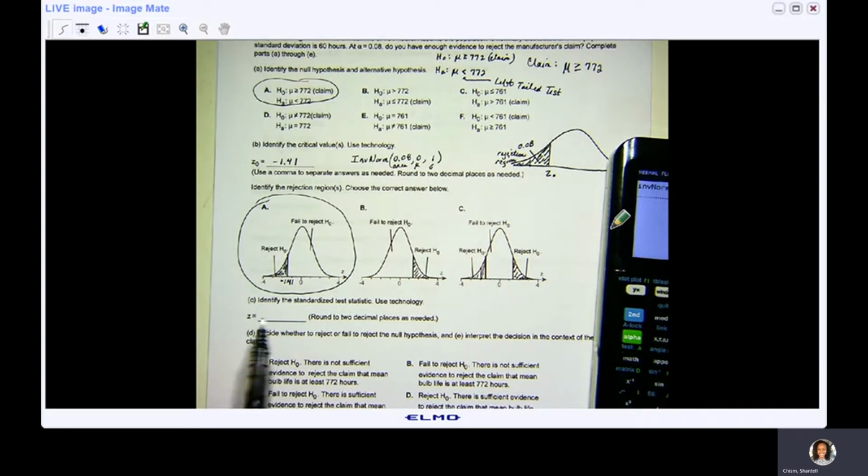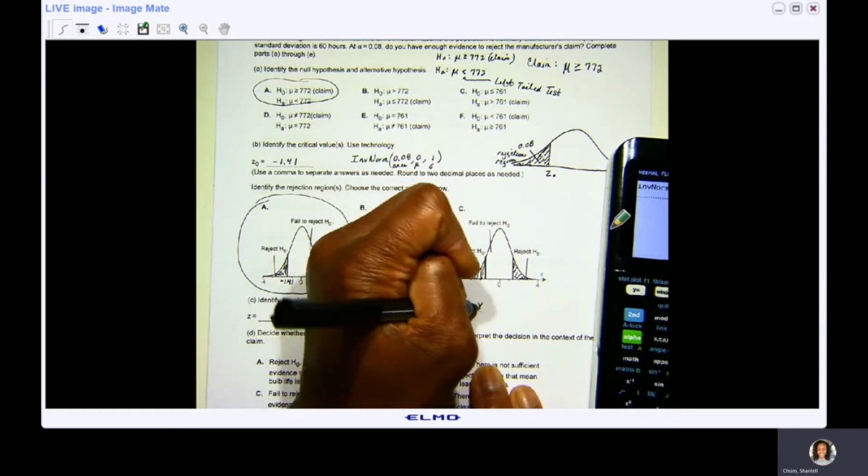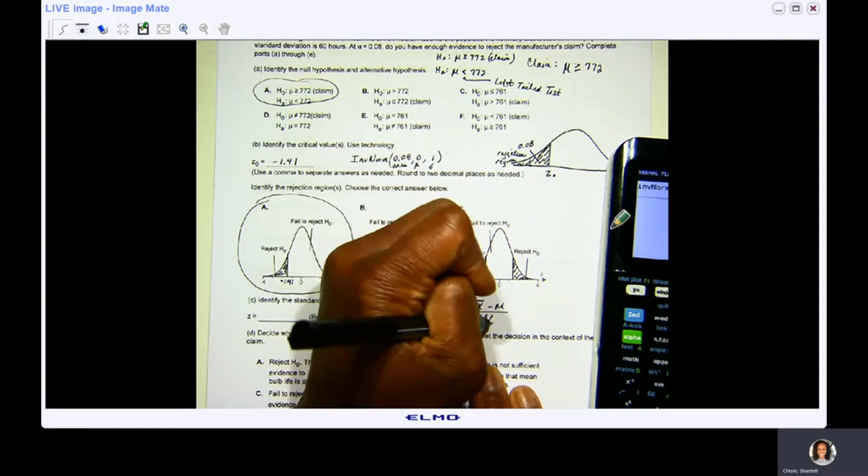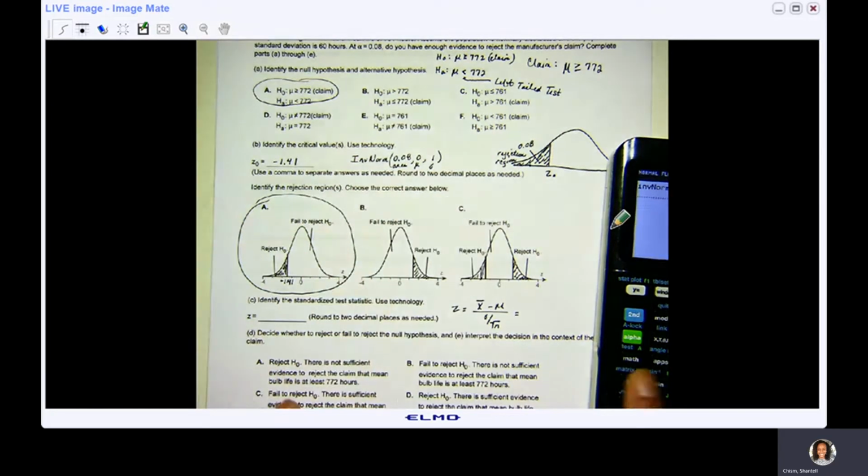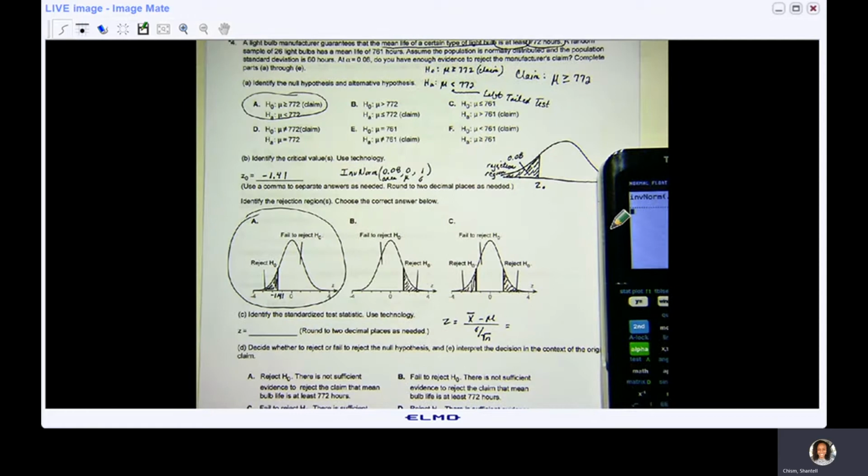Now what we want to do is figure out where our test statistic lies in reference to our critical value. Does it lie to the left, which would place it in the rejection region, or to the right, which would place it in the fail to reject region? If we get a z-score bigger than negative 1.41, it would be to the right. If it's smaller, it'll be to the left. So let's get it: x bar minus mu over sigma divided by the square root of n. X bar, let's see. I didn't finish reading the problem.